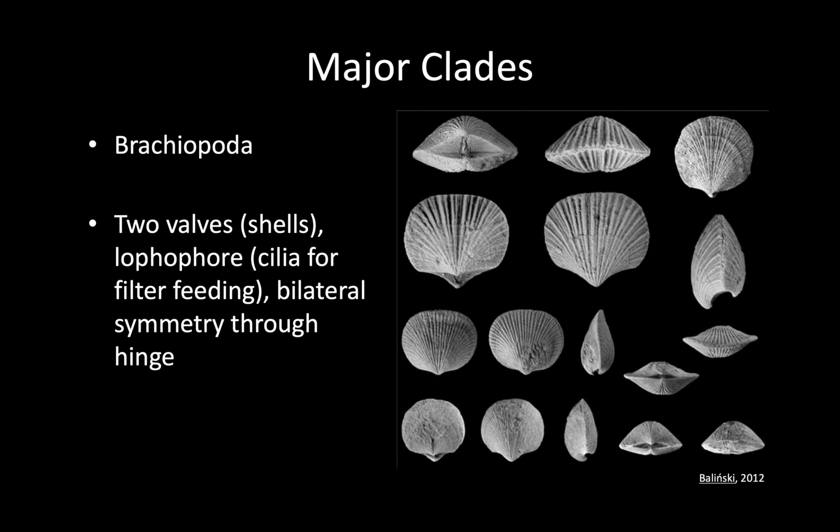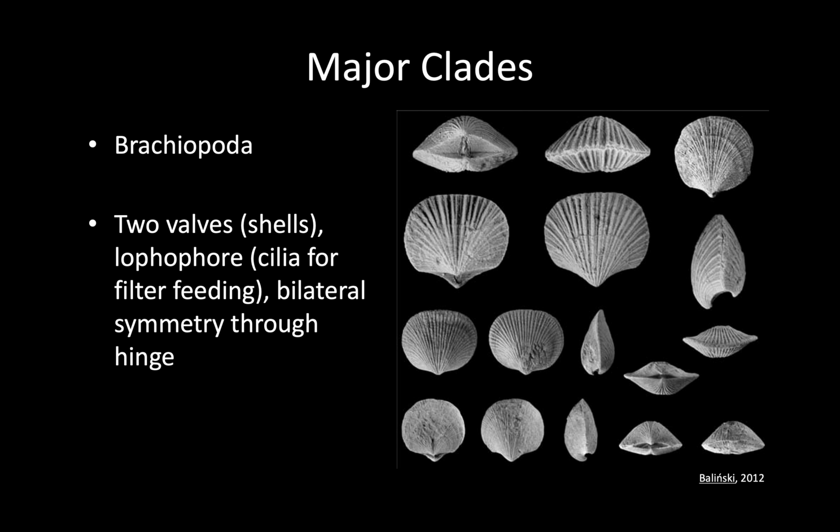So the first are the Lophophorates, things that use lophophore feeding structures. The first of which are the Brachiopods. These are an incredibly important clade of organisms. These are almost exclusively Paleozoic, although they are alive today. Just 99.9% of them were around in the Paleozoic. They have 2 valves, shells, a lophophore for feeding. This is filter feeding. How this works is it creates a teeny tiny little current that kind of draws little particles to it. And their bilateral symmetry is through the hinge.